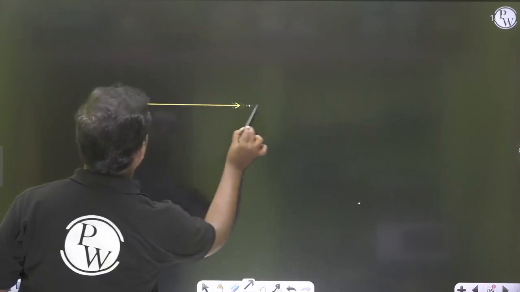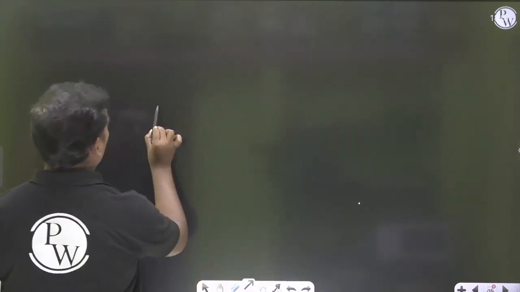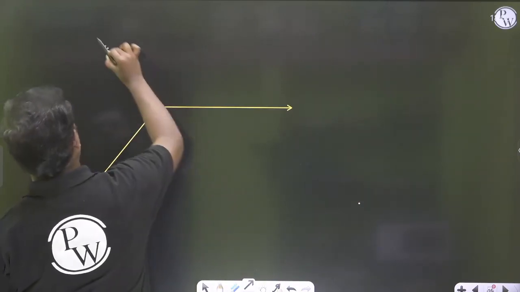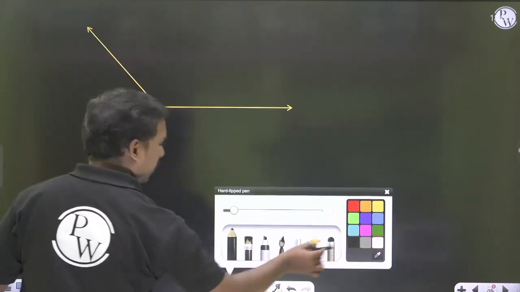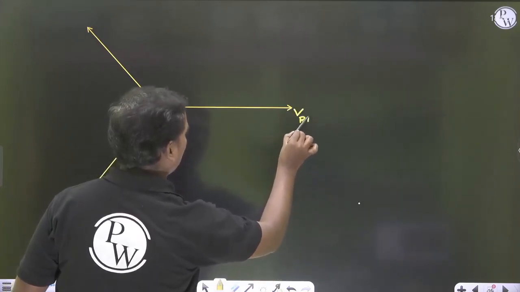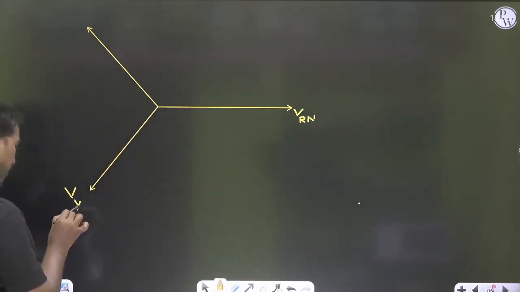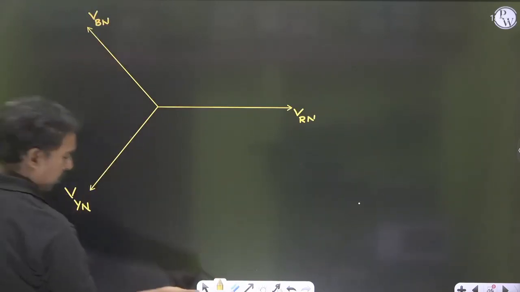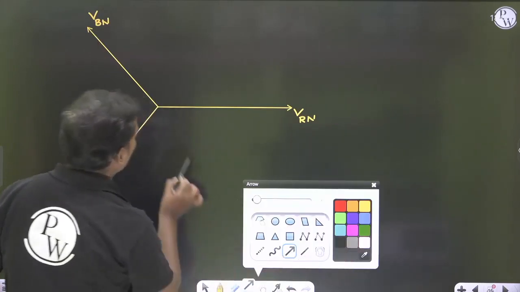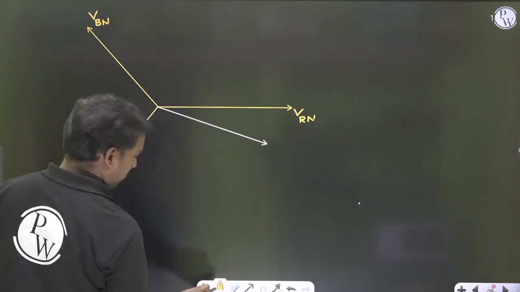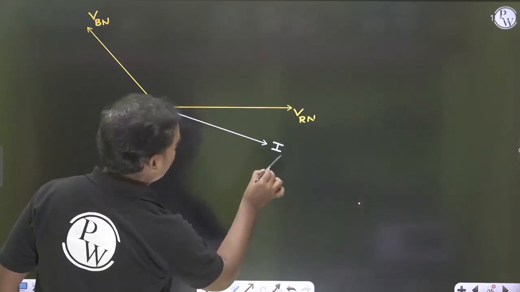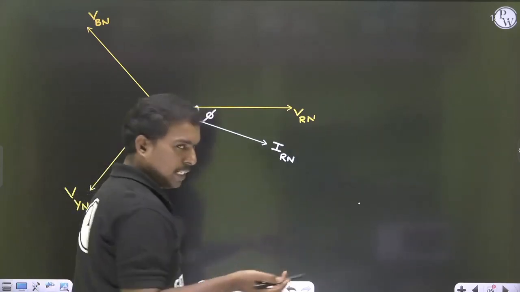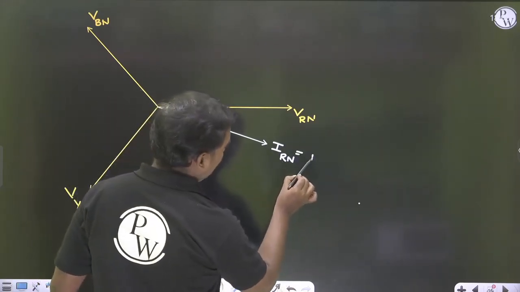This is the VRN, the VYN, VBN, and here comes this is the IRN. This angle is equal to phi, the power factor angle we can take. So this is the line current IR.